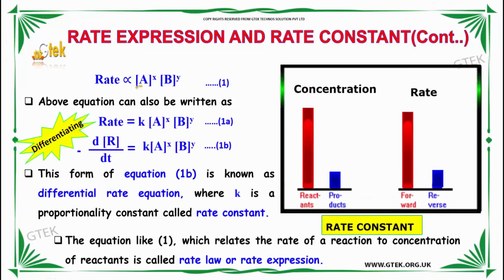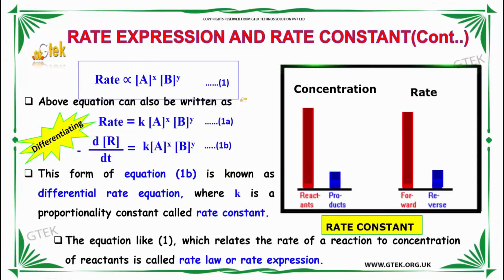So, the rate is directly proportional to [A]^x [B]^y, which indicates rate equals k [A]^x [B]^y. Rate can be given as minus d[R]/dt, the minus because the concentration is reducing, equal to k [A]^x [B]^y. This equation is called the differential rate equation, where k is the proportionality constant called the rate constant.